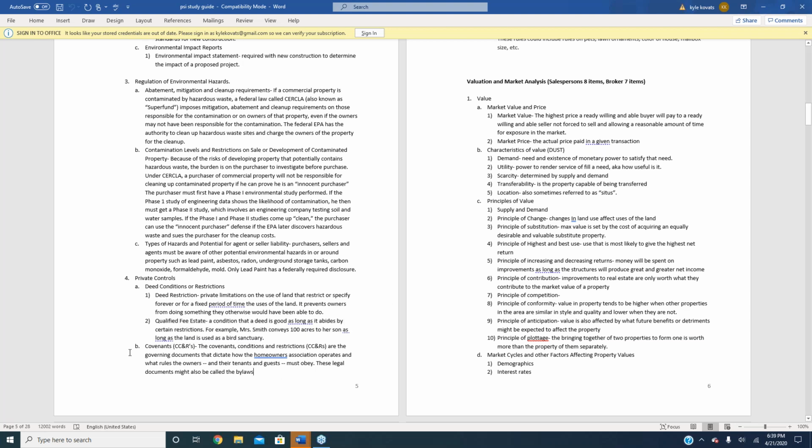And then for B here, the CCRs, covenants, conditions, and restrictions, these are examples of things that you would find in the bylaws. Really, bylaws and CCRs mean the same thing. They're forms of deed restrictions. So you would find these in condos and townhome communities. They just tell you what you can and cannot do in there. Can you decorate around the holidays? Can you change your siding? Can you paint your exterior? Can you do your own roof? Can you do your own landscaping? There's a lot of different things that come into play with that.